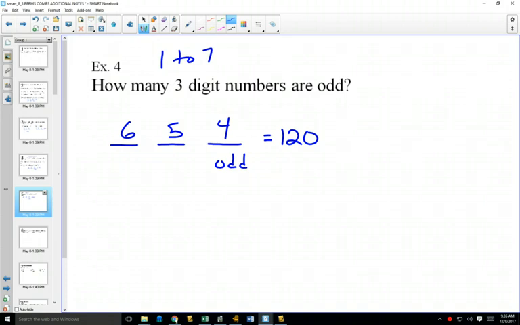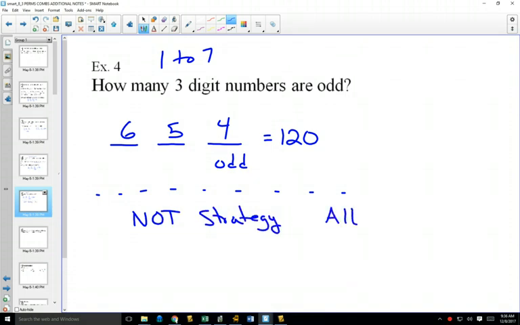Did someone come up with another strategy? Okay. So this strategy that I'm going to show you next, I give it a name. I call it the NOT strategy. The NOT strategy says if you know what all of them are, and you can count the ones that are not what you're trying to count, or the bad ones, if you take all and subtract the bad ones, you'd be left with the good ones.